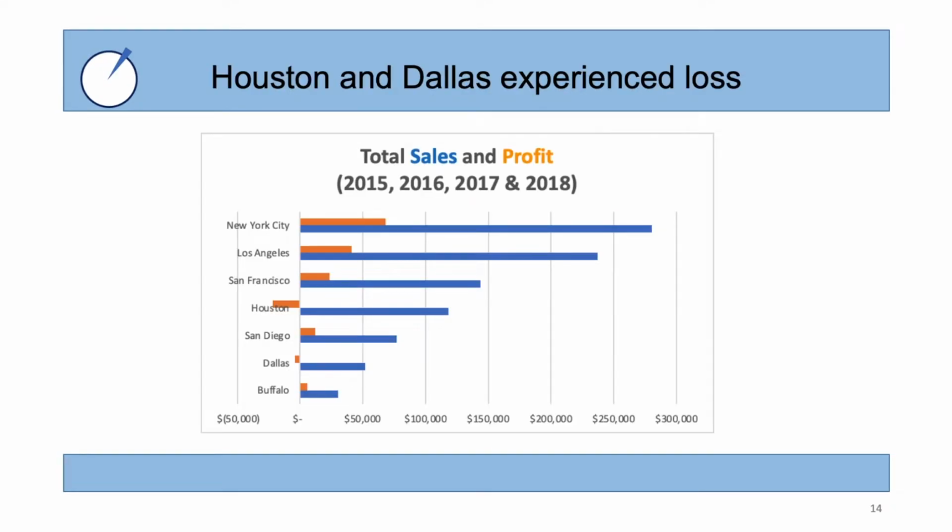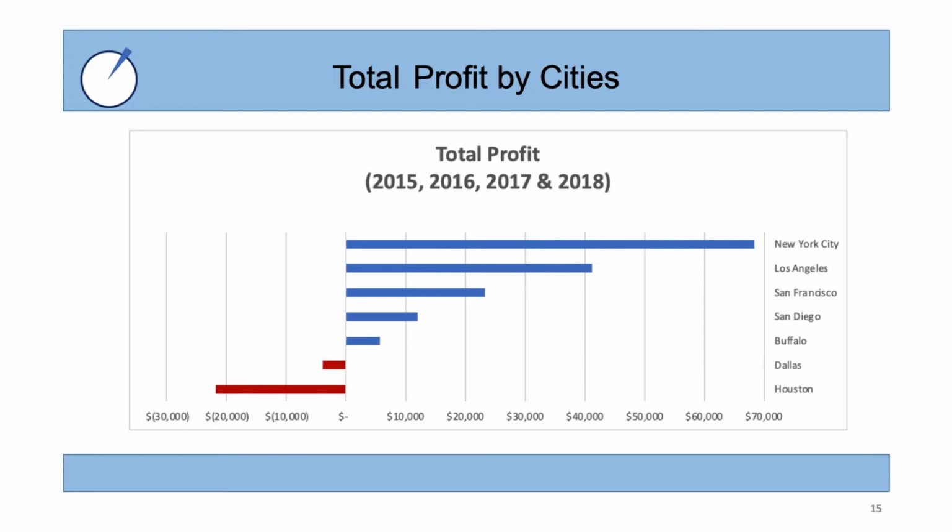Looking further into the cities from those states, we can see that Houston and Dallas were the 2 cities that experienced losses, which are part of Texas. And if we take a look at this chart, it's evident that Houston is facing quite a large negative total profit value. Dallas has a negative value as well, but it's not nearly as bad as the value that Houston is facing. So this confirms that Texas is our problem state.